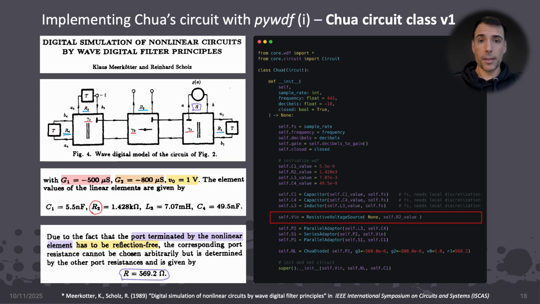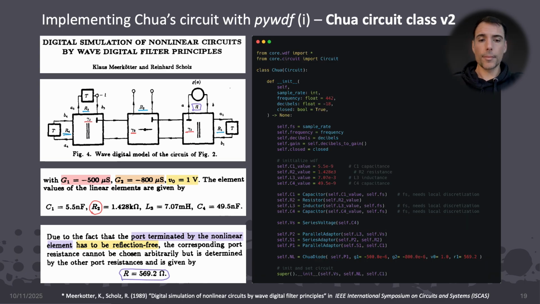We need to excite the circuit with a voltage impulse, and connecting a resistive voltage source will allow us to achieve that and still have the specified resistance in place. Parallel adapter P2 connecting the remaining leaf nodes, capacitor 4 and inductor L3. And this is the easiest way to implement the Chua circuit.